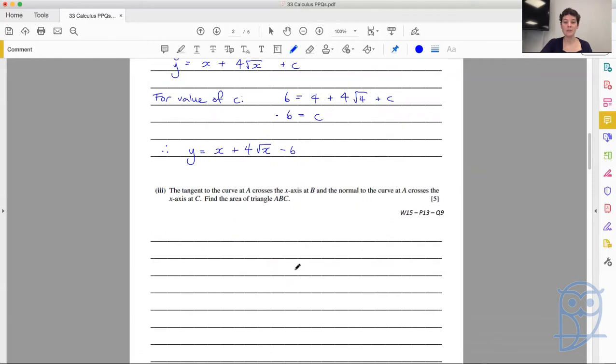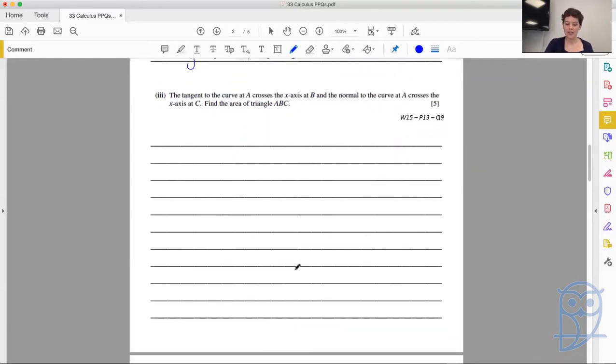So now, moving to the last part of this question, where things get rather interesting. The tangent to the curve at A crosses the x-axis at B, and the normal to the curve at A crosses the x-axis at C. Find the area of triangle ABC. Now, we don't really know what this looks like yet. We don't know where B and C sit. We know that we've got a curve, a normal and a tangent, and we know they're both crossing the x-axis, but we don't know quite what the story is. So the first place we need to start is the equations of the tangent and the normal, because that is something we can build into understanding what this triangle looks like.